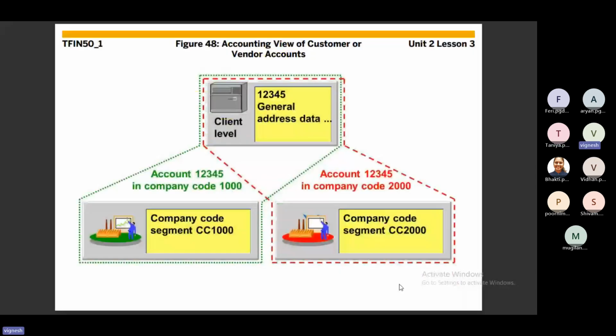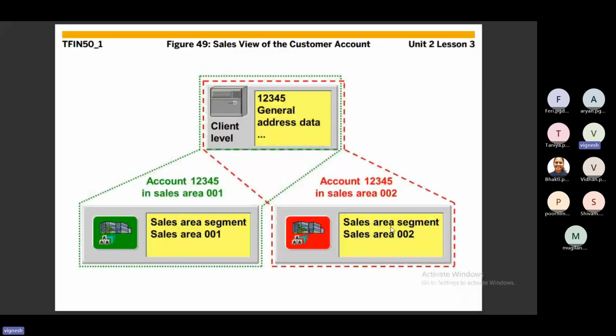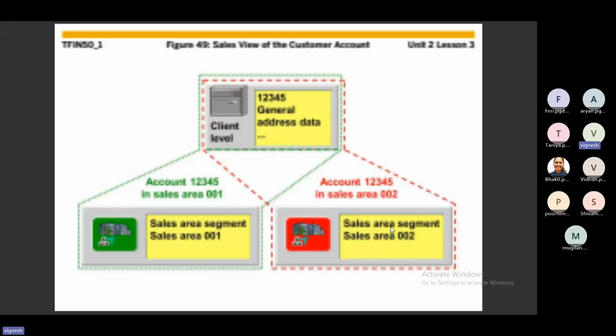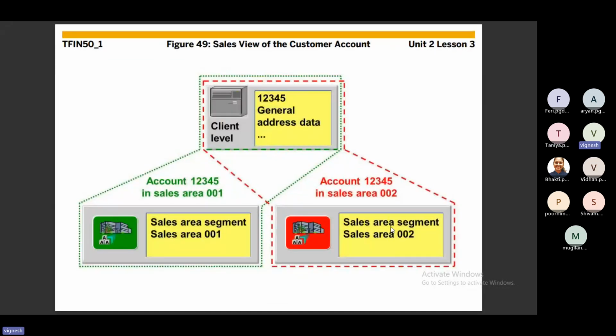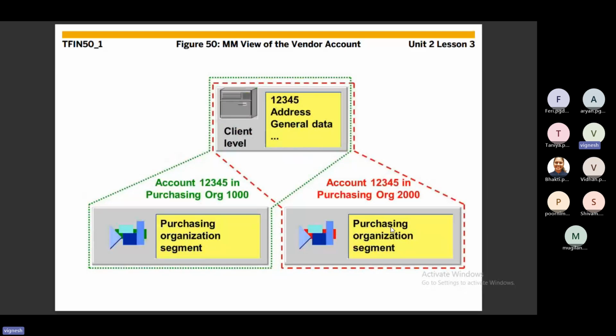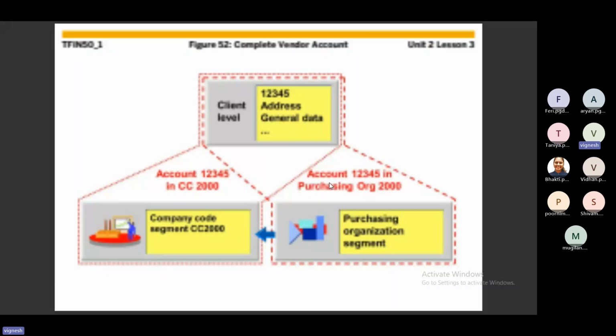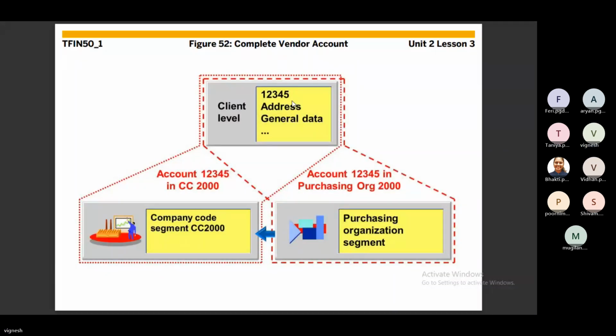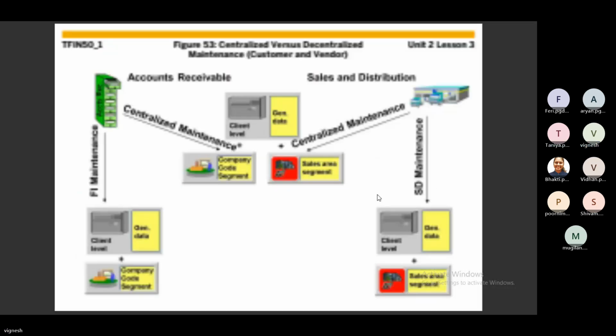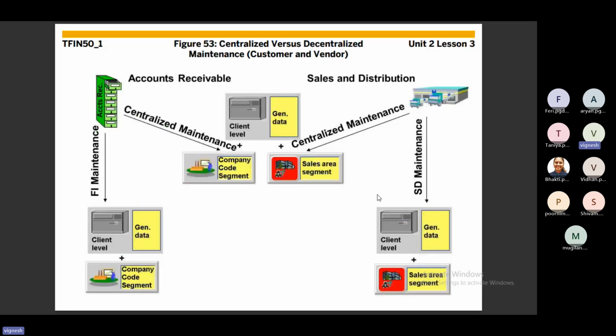So this is the general data, and that is sales area. I told you, no, this is company code data, this is sales area data. Okay. So for vendors it will be purchase organization data. So this is the full-fledged, that is complete, customer and vendor account. Customer accounts will be general data, company code data, and sales area data. And for vendor, it will be complete: client level, that is general data, company code data, and purchase organization data.